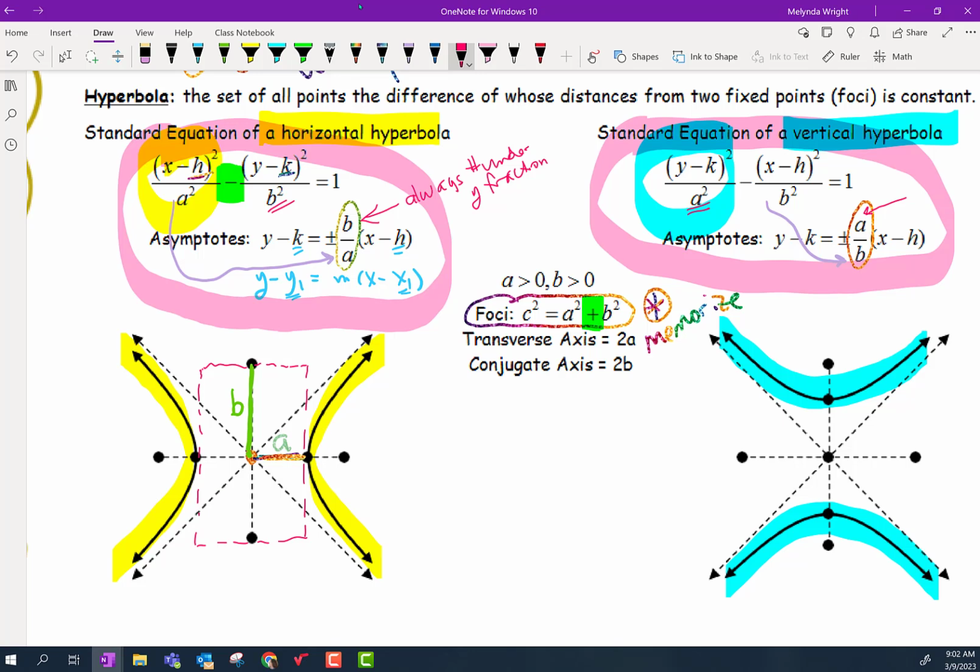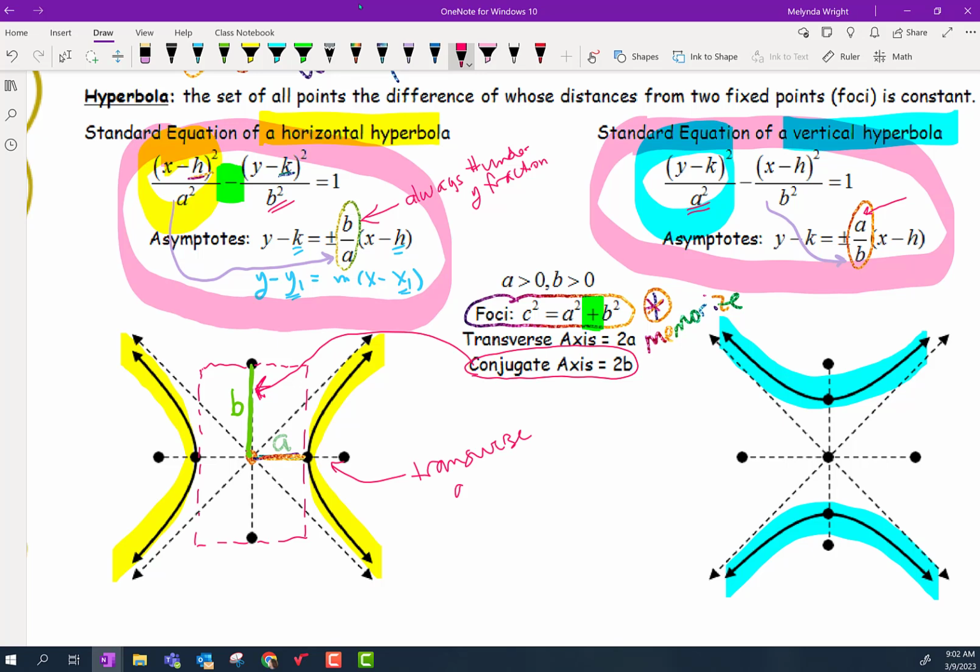So A is the distance from the center to one of the vertices. B is the distance from the center to the end of the conjugate axis. The conjugate axis is this axis right here. The transverse axis is the main axis.